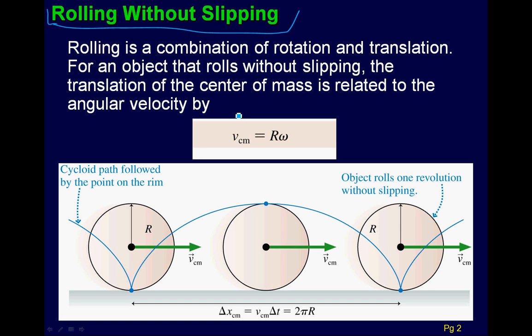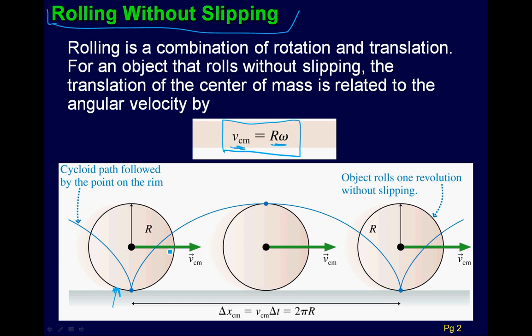So rolling is a combination of rotation and translation. For an object that rolls without slipping, the translation of the center of mass is related to the angular velocity. By no slipping, we mean that between the disk and the ground, there is no relative motion. And so in this kind of motion, we have a very special relationship between the velocity of the center of mass and the angular velocity.